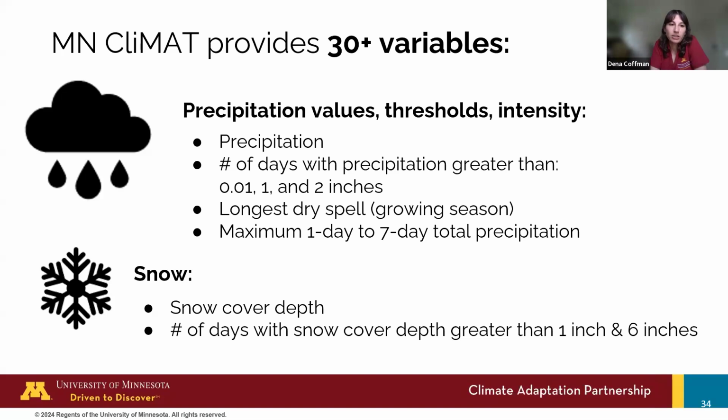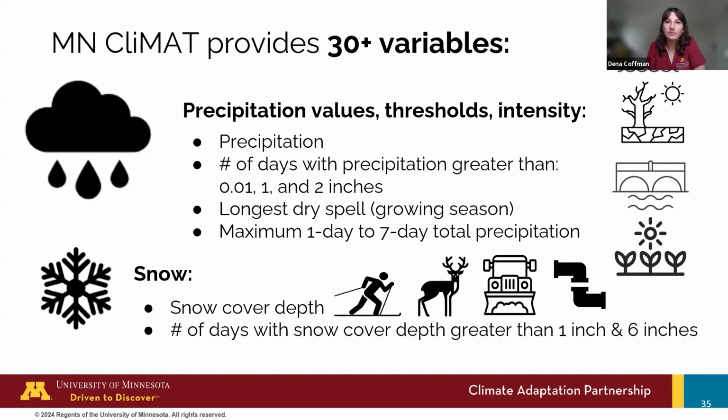The tool also shows projections for snow variables like cover depth and the number of days with a snow cover depth greater than 1 and 6 inches. So what might you want to use these for? As I'm sure you can imagine, they're useful for flooding, dry spells and drought, looking at impacts on infrastructure, agriculture impacts, snow, as many of us experienced this winter. Maybe you're interested in projecting future climate impacts on winter snowfall. Are you going to have enough snow for skiing and other outdoor recreation activities in the future? And snow also affects things like wildlife that depend on snow cover, our infrastructure, our plumbing, and our pipes.